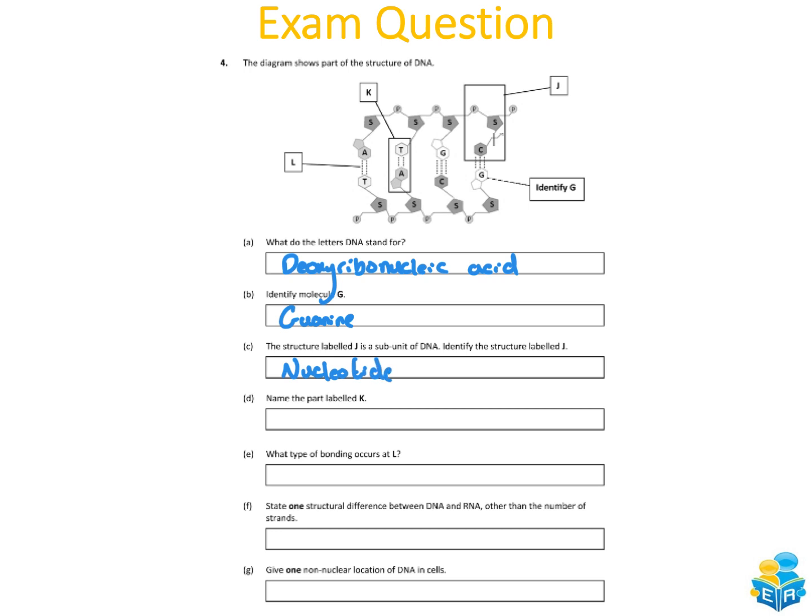Name the part labeled K, so K up here. We have two bases joined together. They're the complementary bases. What type of bonding occurs? We know that's a hydrogen bond.